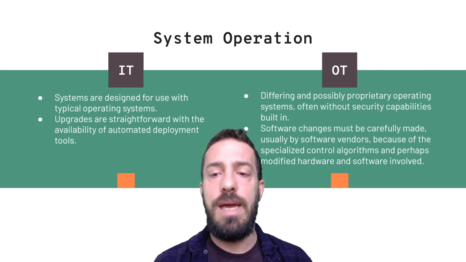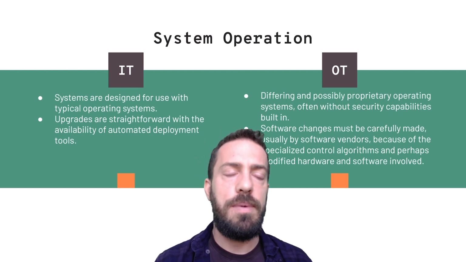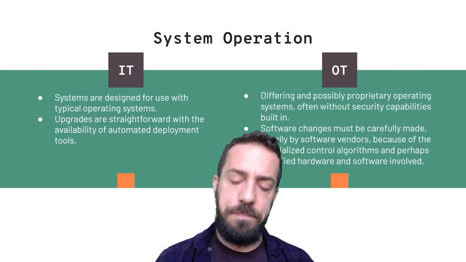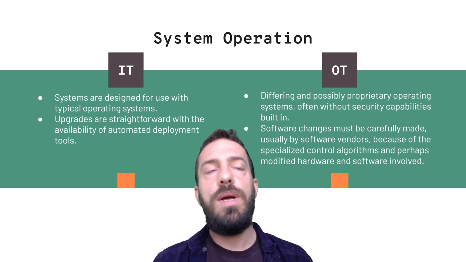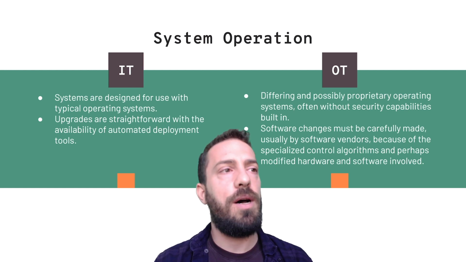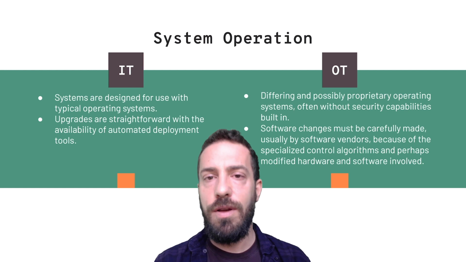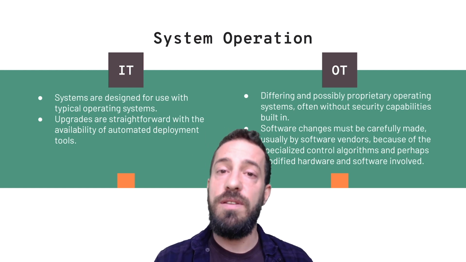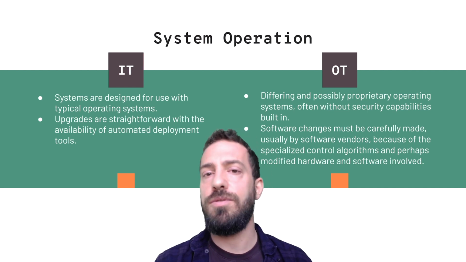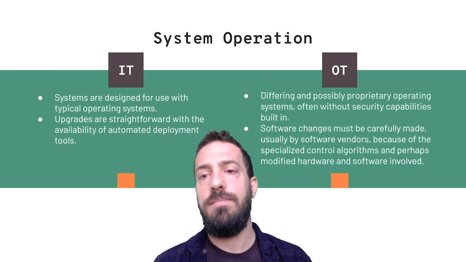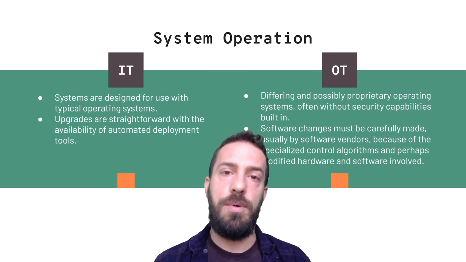And many of them may not have security capabilities built in, and one of these capabilities could be the ability to remote connect and apply patches to it. So when we talk about an upgrade, when we talk about applying a patch, this cannot be done by the IT side of the company, right? It has to be in collaboration with the vendors, whoever designed the PLC, the controller, the operating system, the hardware.